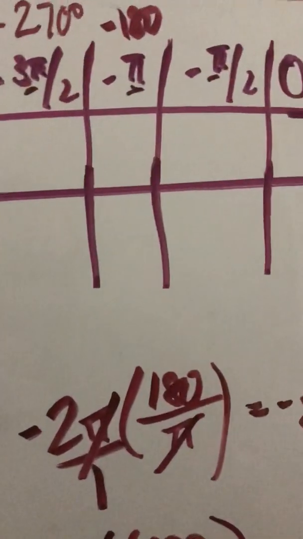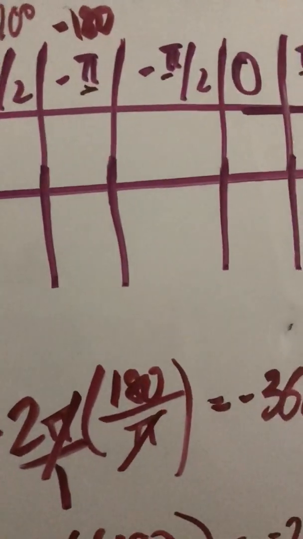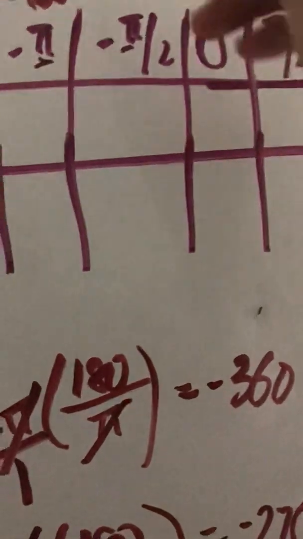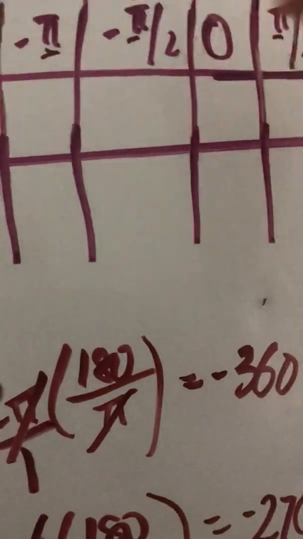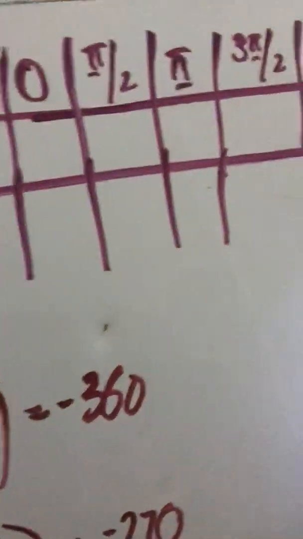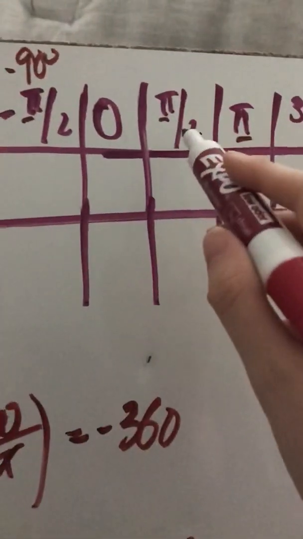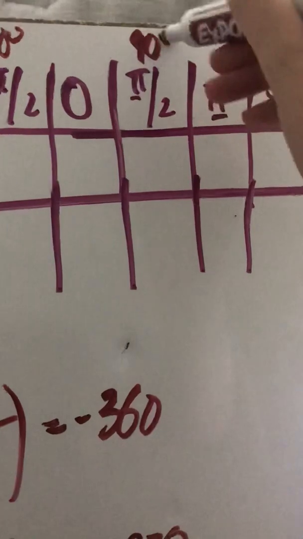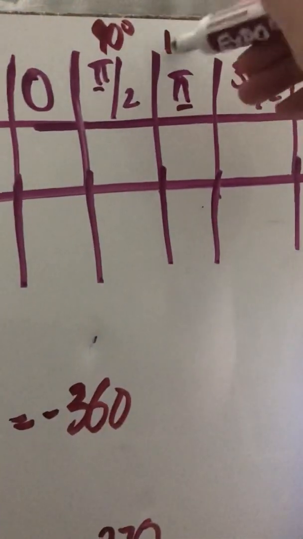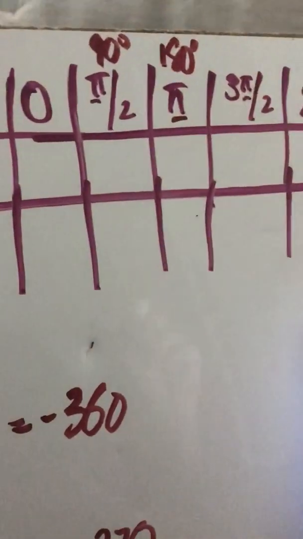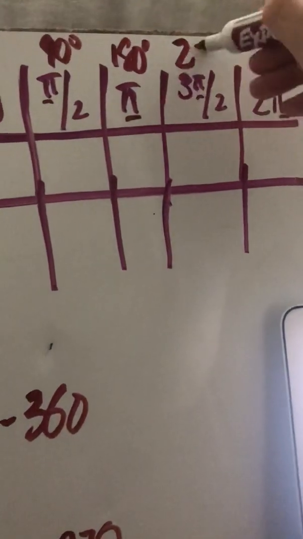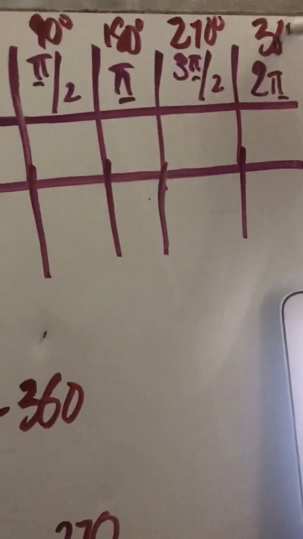So I know that negative pi is going to be negative 180, negative pi over 2, that's equal to negative 90 degrees. 0 is going to stay the same. Now I have the same pattern but repeating, so I know that pi over 2, that's just positive 90 degrees. Pi, that's positive 180 degrees. 3 pi over 2, that's 270 degrees, and 2 pi is 360 degrees. Okay, so I have my table of values here.